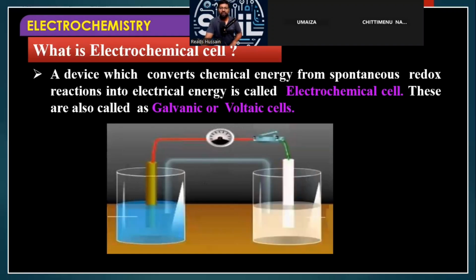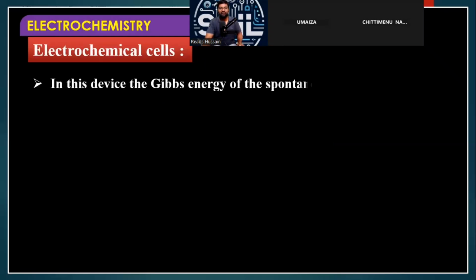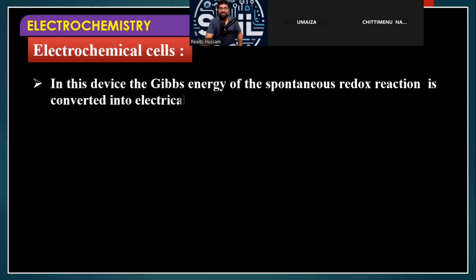So this is a diagrammatic representation of a galvanic cell, and we are going to discuss this electrochemical cell, its arrangement and its working, and what chemical reactions take place in a galvanic cell or electrochemical cell. See here, it's a device. In this device, the Gibbs energy of a spontaneous redox reaction is converted into electrical energy.